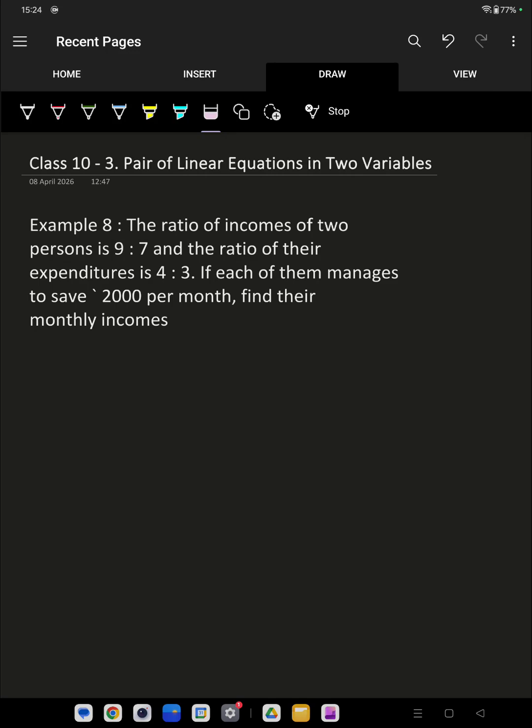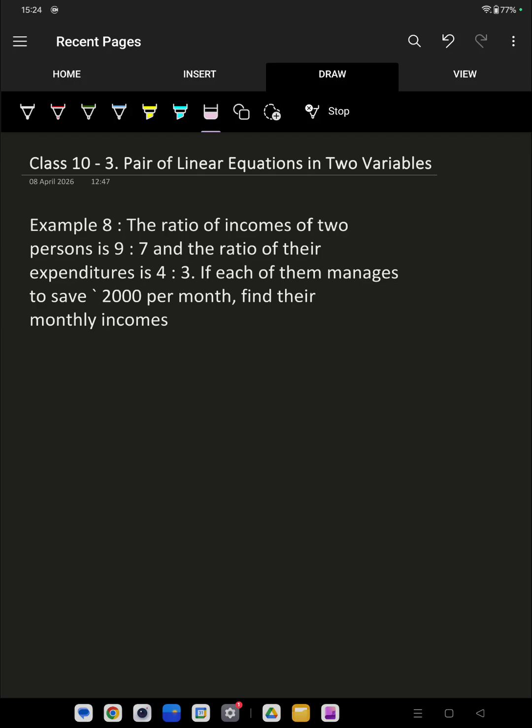In this video we will see example 8. Here the question is: the ratio of incomes of two persons is 9:7 and the ratio of their expenditure is 4:3. If each of them manages to save 2000 per month, find their monthly incomes. Here we need to solve this question by elimination method.